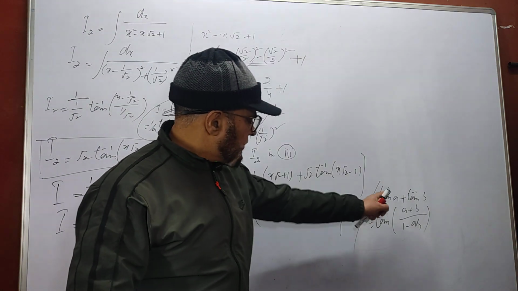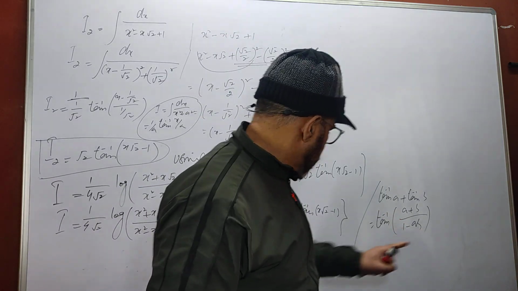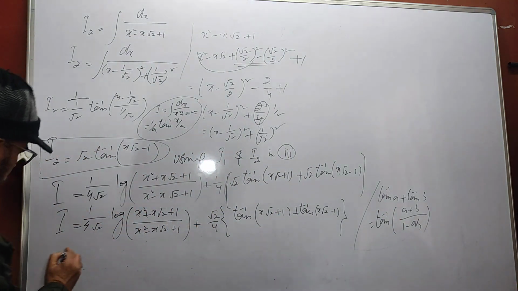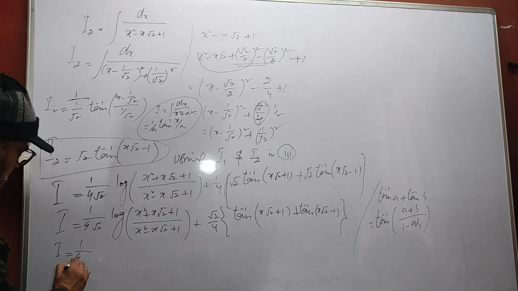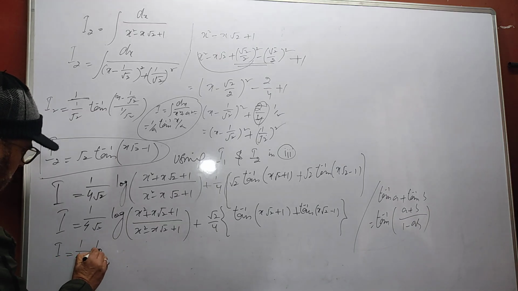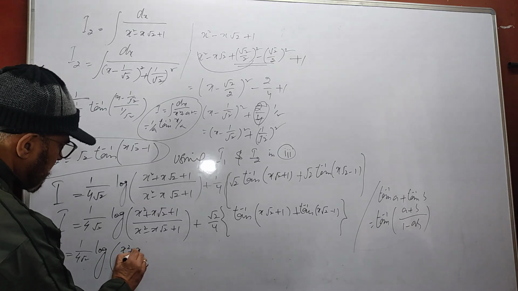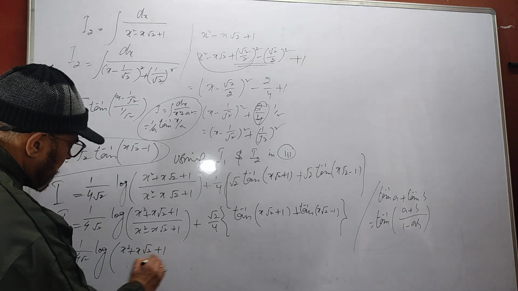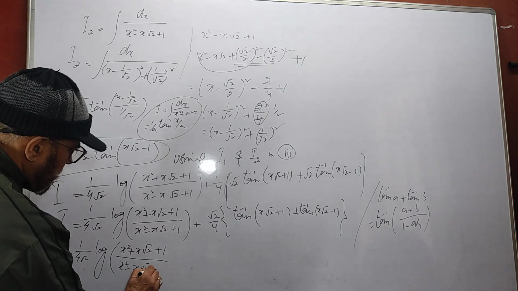Okay, I have written this formula here: tan inverse A plus tan inverse B is tan inverse of (A plus B) by (1 minus AB). We'll be using it here. Just look. I is equal to 1 upon 4 root 2 log of (x square plus x root 2 plus 1) upon (x square minus x root 2 plus 1).